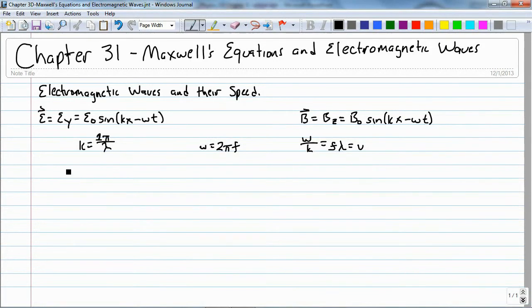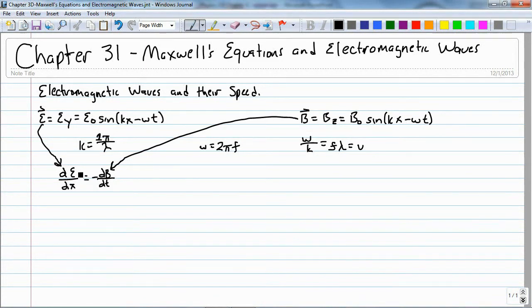So let's start with our first relationship. We have the partial differential of the electric field with respect to x is equal to the negative partial differential of the magnetic field with respect to time. And if I put the electric field in for my partial differential of the electric field, and my magnetic field in for the other, I just have to differentiate with regards to the variables for each one.